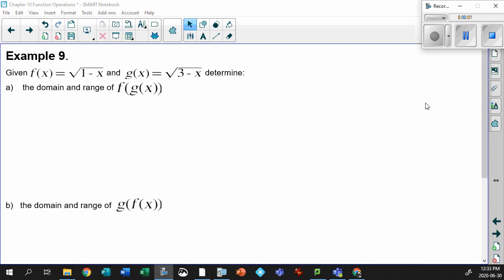Yeah, I know you want to see more, so do I. Look at these really cool functions. All right, figure out the domain and range of these guys.